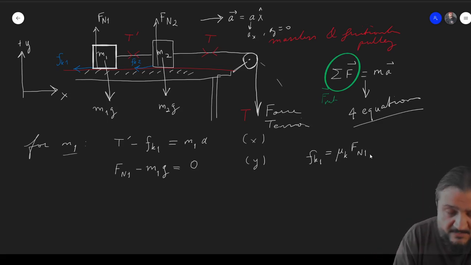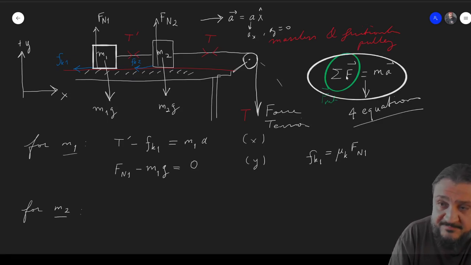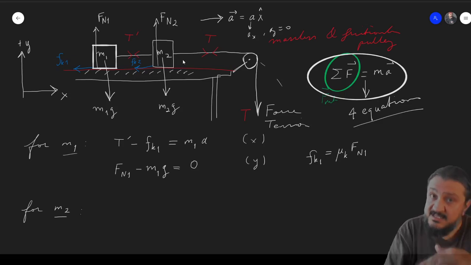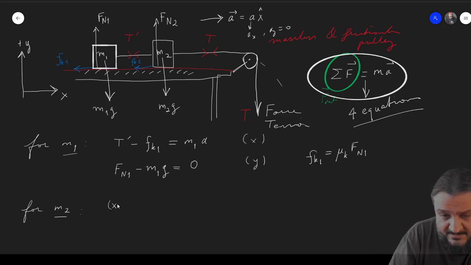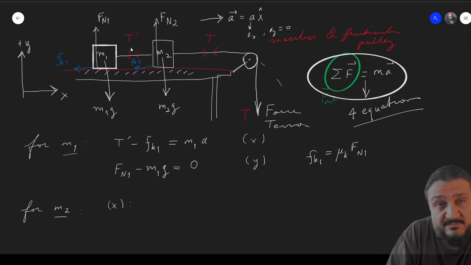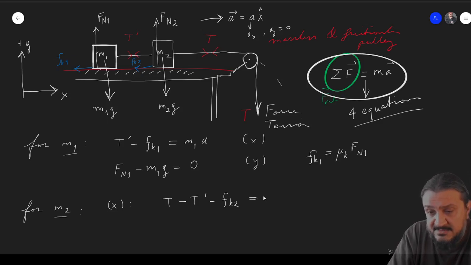But let's go back to Newton's second law for M2 now. For M2, what do we have? Again, I'm applying Newton's second law. I have to look at the net forces, the x and y components of the net force. Now let's start with x again. What do we have? We have T and we have T prime, right? T pointing to the right, T prime pointing to the left. But we also have Fk2, which is also pointing to the left, so minus Fk2. That is the net force in the x direction, which has to be equal to mass. Which mass? M2. M2 times A.